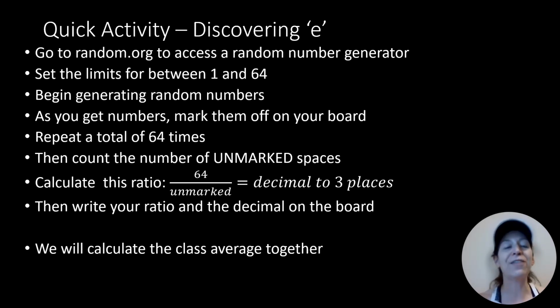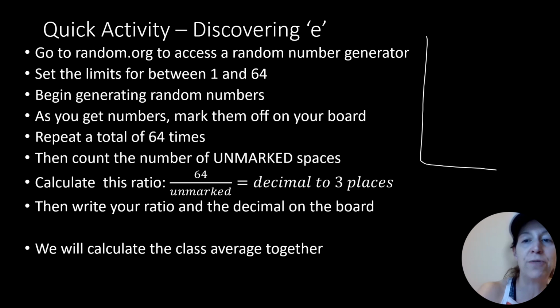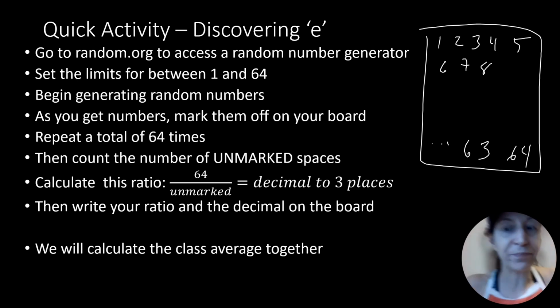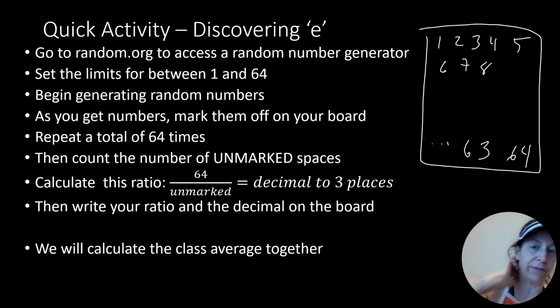So here's how the activity works. Everybody in class, for those of you that are not going to be in class, is going to get a grid. And on that grid are the numbers 1 through 64. So it's like an 8 by 8 grid, so I didn't do a very good picture there, but the numbers 1 through 64.